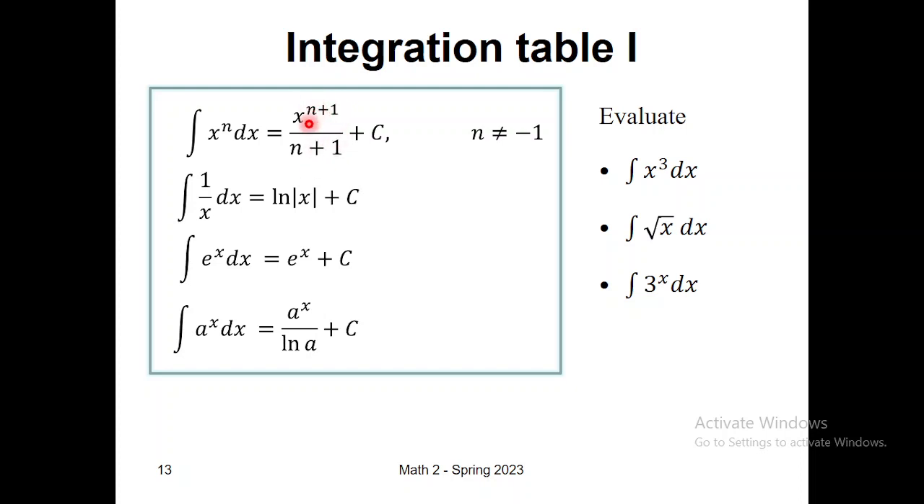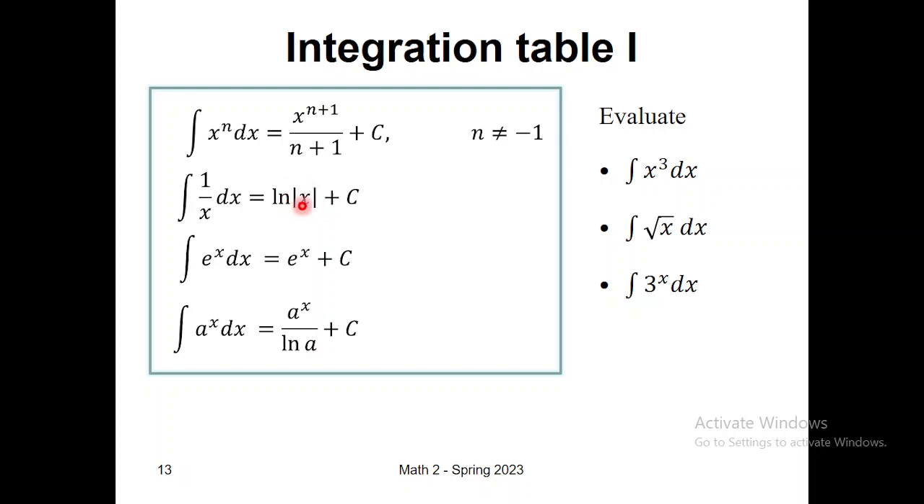And you can check that this result is correct by differentiating to get x^n. This rule is valid for any real value n, except n equal negative 1, because in this case we are dividing by 0. What happens if n equals negative 1? This expression will be 1 over x. And we know the function whose derivative equals 1 over x. It is ln x actually, but we write it as ln modulus x.